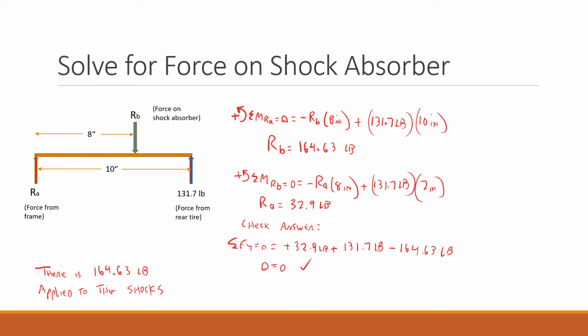Same thing, sum moments around A and solve for that unknown value there. That turns out to be 164.63. Now I always like to sum moments around the other support too. Sum moments around B and do the same thing, and it turns out the reaction at A is 9, which seems low. Remember, it's just pivoting on this point right here. And same thing, sum forces in the y direction, and make sure that it equals 0 to check yourself. What I end up with is approximately 165 pounds on the shocks.